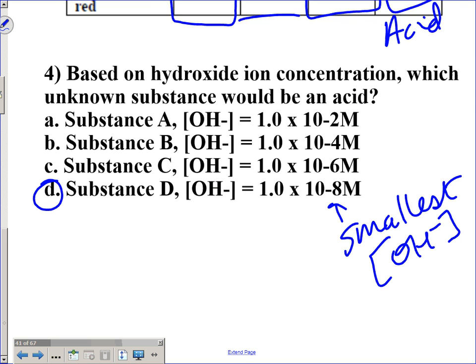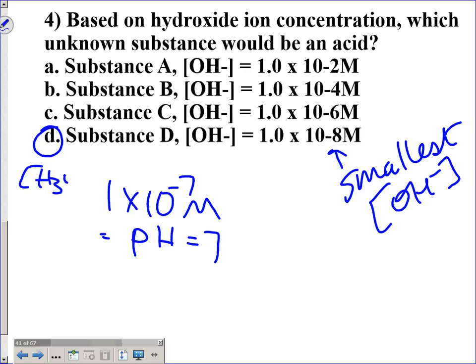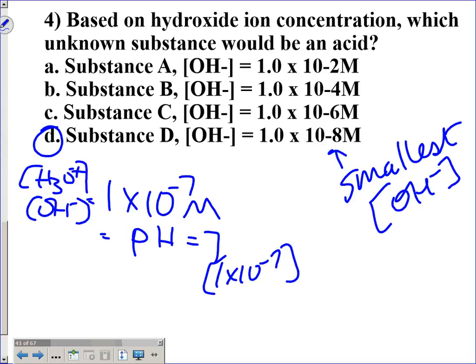And there's more to that. Okay, so note to self, you should realize that if you have a 1 times 10 to the negative 7th molarity of these two ions, that is equal to each other, that's going to tell you it's likely neutral, pH 7. Also, if you have 1 times 10 to the negative 7th of one of those ions and you multiply that by the other ion, 1 times 10 to the negative 7th, what's 1 times 10 to the negative 7th squared?